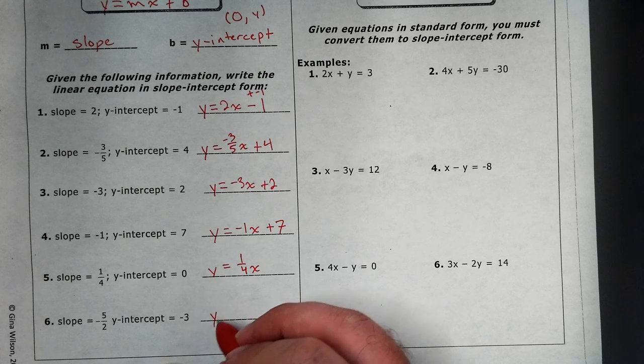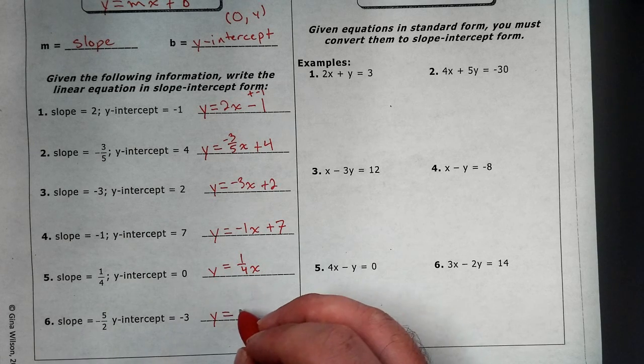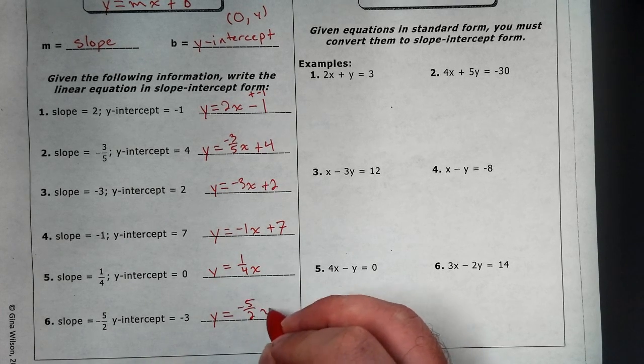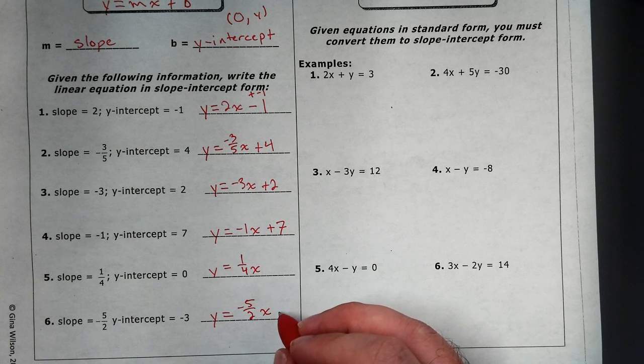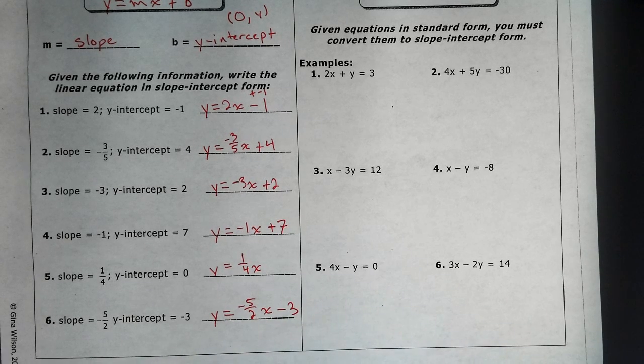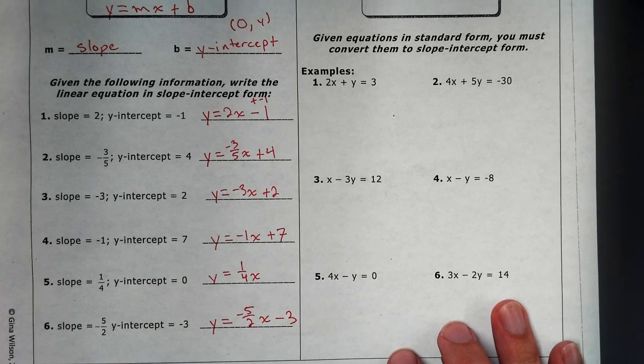And then our number 6. Y equals my slope, which is -5/2x. Y-intercept is -3, so write it as -3. All right, we're halfway done with the notes. It's not so bad.